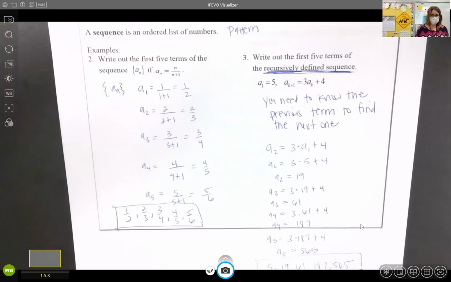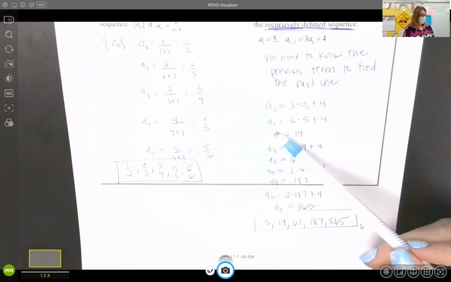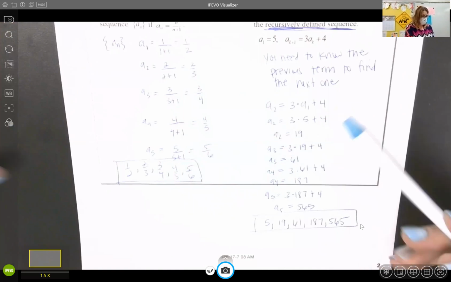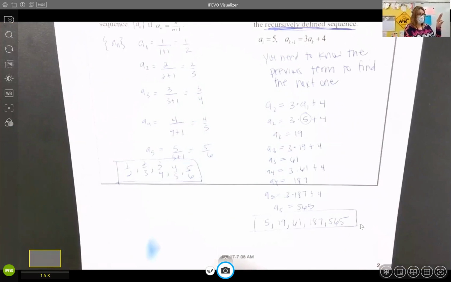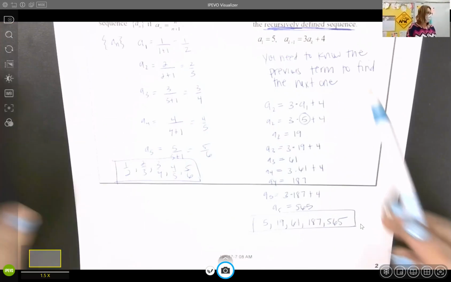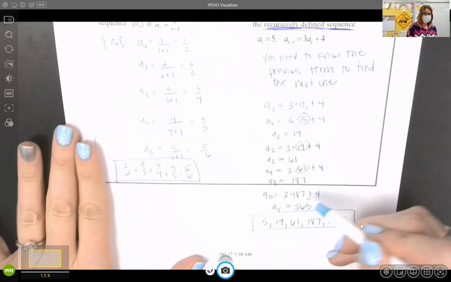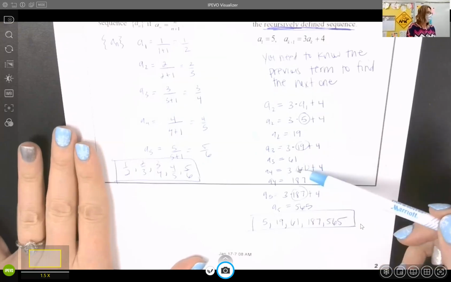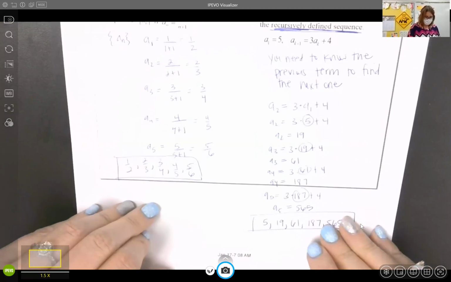So 1, 2, 3, 4, 5. So when I found the second term, I plugged in the first term here instead of plugging in a 2 like we did over here. Okay? So recursive means you're using the previous term. So every one of these that I circle, that's the previous term to go into that formula instead of just the 1 or the 2 or the 3 or the 4 or the 5. Okay? So that's the difference with recursive. All right.